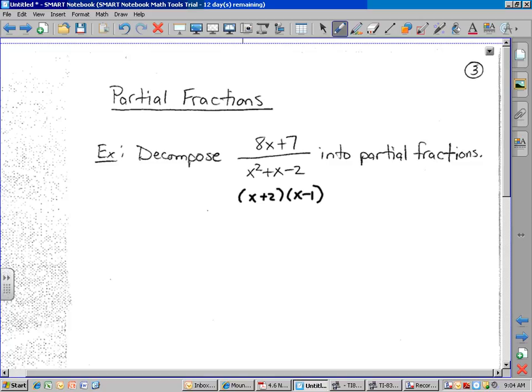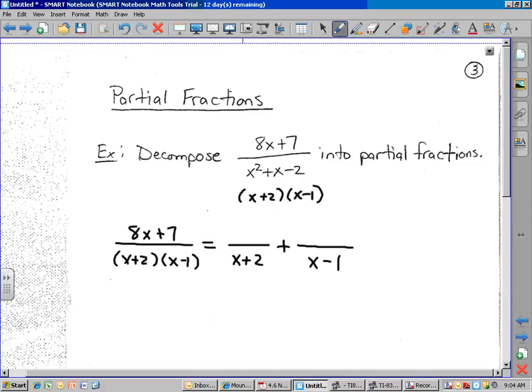So we can say the original problem is equal to two fractions. What we're going to do is write the two factors that we got separated, and on top, an A and a B. Notice the fraction that we factored has two factors on the bottom. Each factor was written under its own fraction. Now we're going to try to find some number A and some number B that makes this equation true.